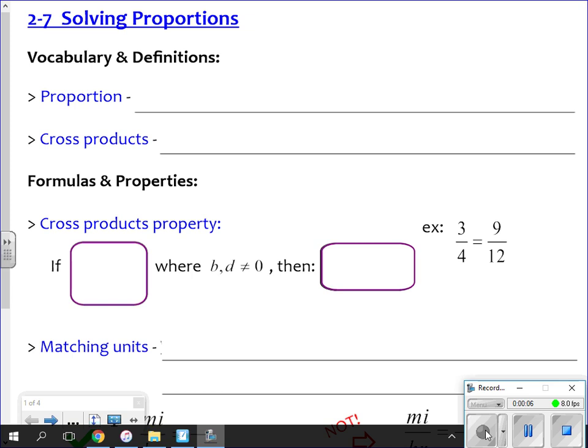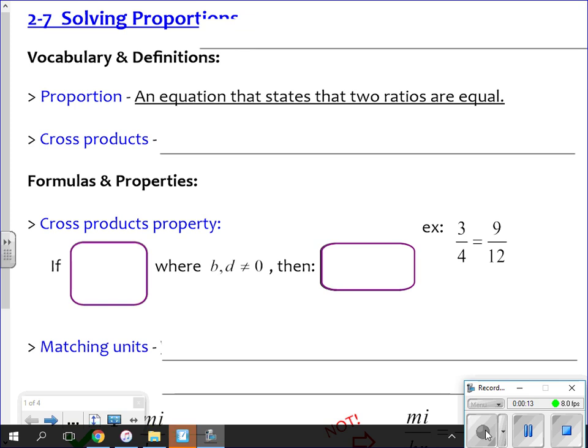First thing we're talking about today is we're going to be solving proportions. A proportion is very easy. A proportion is an equation that states that two ratios are equal. Here's what you really need to know: two equal ratios. In other words, two fractions that are equal to each other. That is what a proportion is. That's the important part.